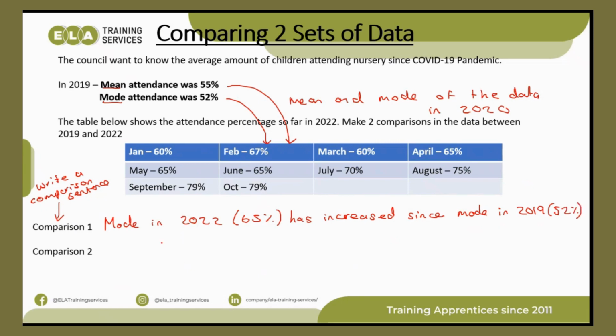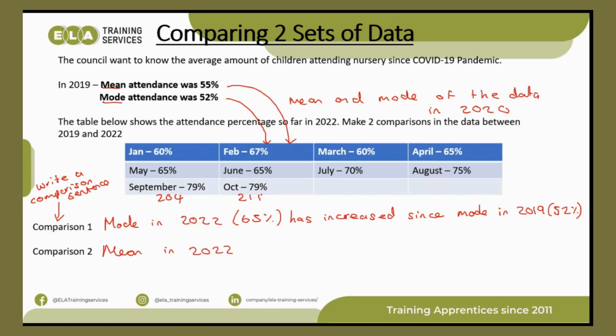Then we're now going to have a look at the mean. So the mean in 2022, that's not as obvious, so now we're going to have to work it out. I'm going to input all my data into my calculator. So as before, let's add up each column. 60, add 65, add 79 is 204. 67, add 65, add 79 is 211.